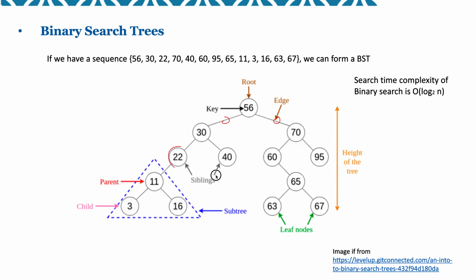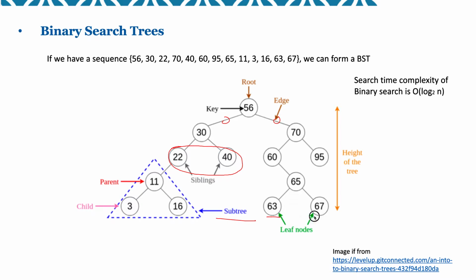In this situation, the relationship between the 22 node and the 14 node is called siblings. And these three triangle nodes are called a subtree of the 22 tree. And the number 11 node is the parent of the number 3 node, and the number 3 node is the child of the number 11 node.